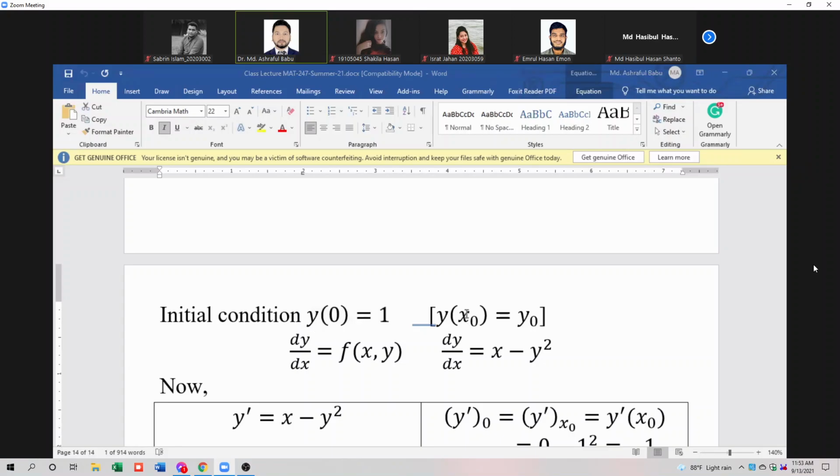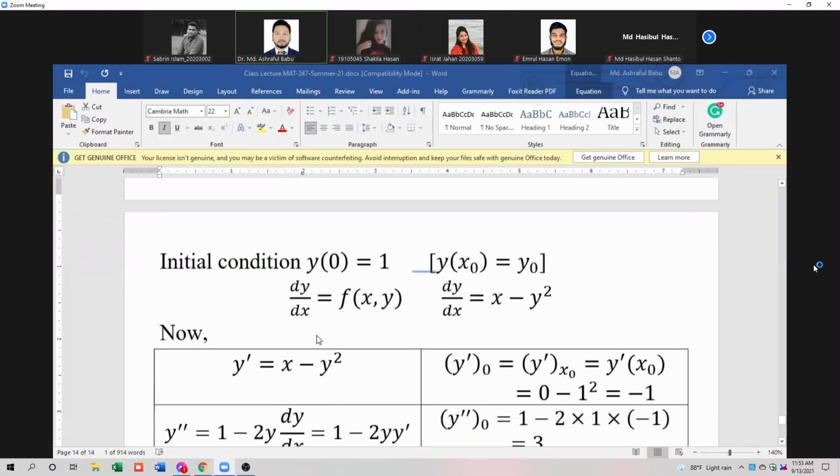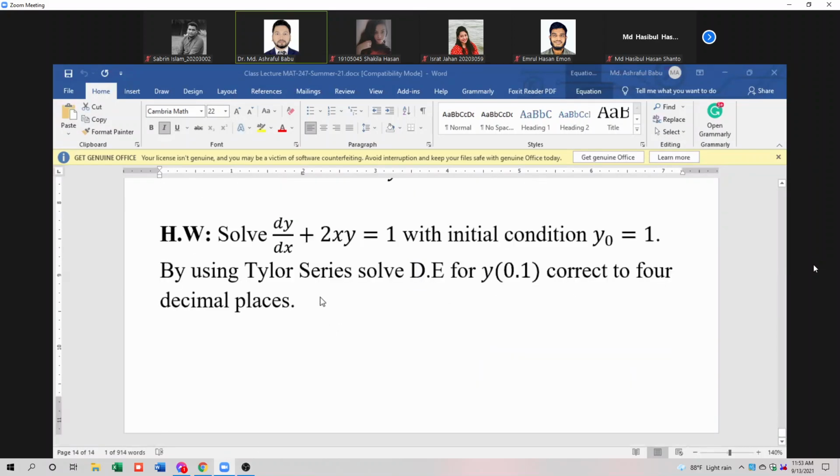So this means y of x naught equal to y naught. That means y is the y naught in here. So we can write one initial condition in many forms. Okay, so this is one of the forms.